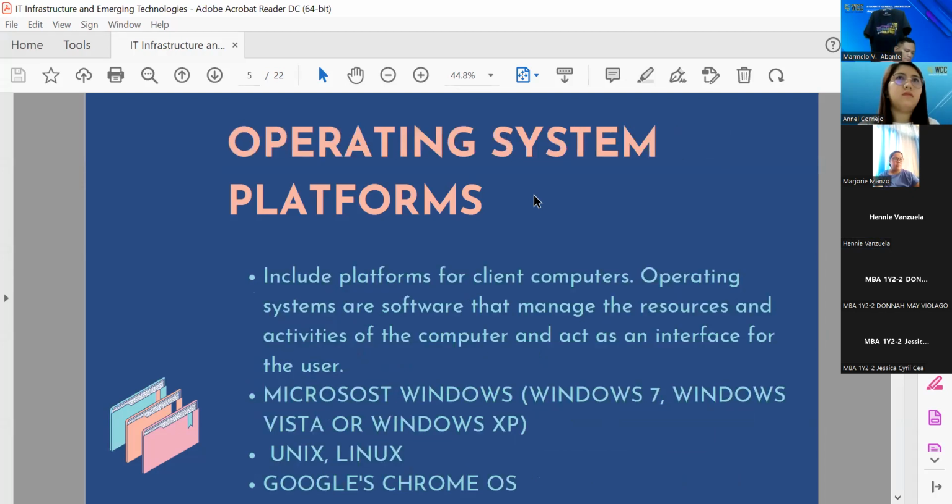Next, we have our operating system platforms. These are the software we use. The operating system platforms include platforms for client computers. Operating systems are software that manage the resources and activities of the computer and act as an interface for the user.